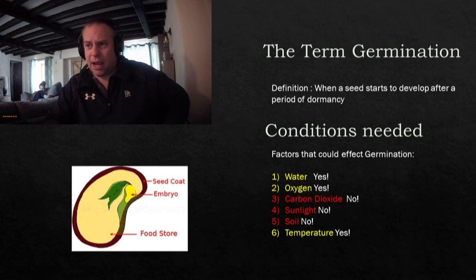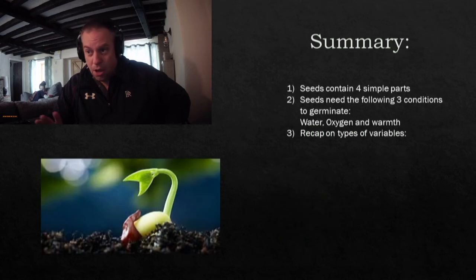So let's just look at a quick summary. We've looked at seeds contain 4 simple parts. We've looked at the seed coat, food store, embryo shoot, embryo root. We've looked that seeds will need 3 conditions to germinate, that is water, oxygen and warmth. We also recapped via the experiment on the different types of variables. We looked at independent, dependent and control variables and how to identify them in an investigation.